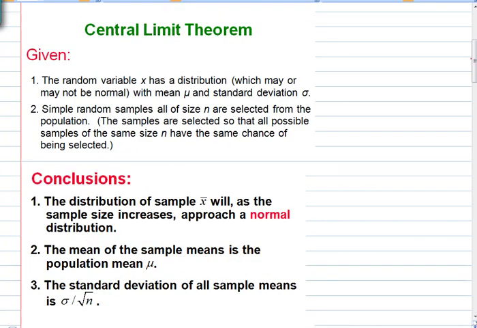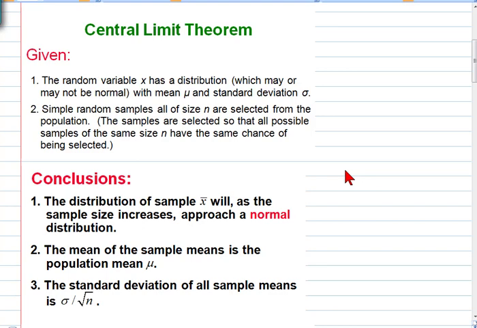With any theorem, you're given conditions that must be satisfied, so we're going to have to check these given conditions to see if they're valid. If these given conditions are valid, then the conclusions are going to hold true. The given conditions here is that the random variable x has a distribution which may or may not be normal with a mean and a standard deviation. You don't have to make sure that that random variable comes from a normal distribution.